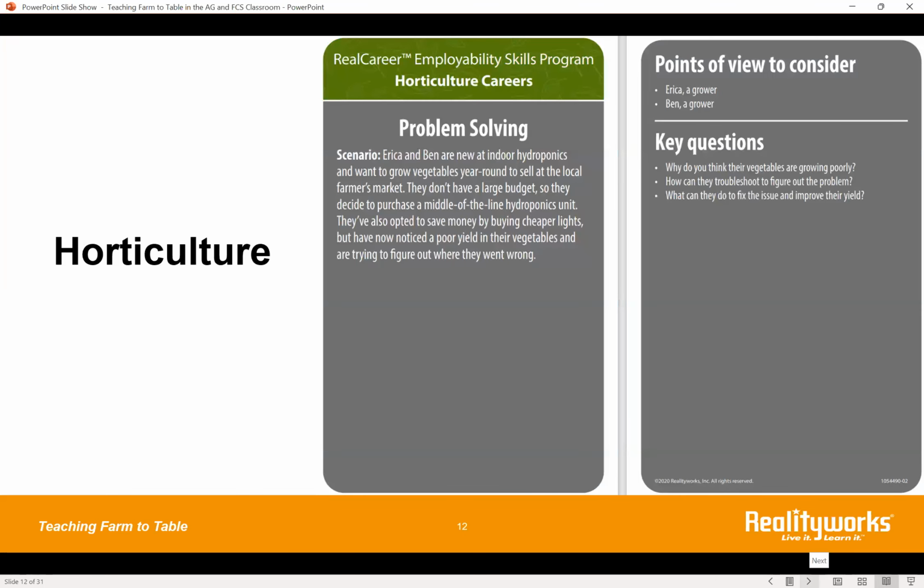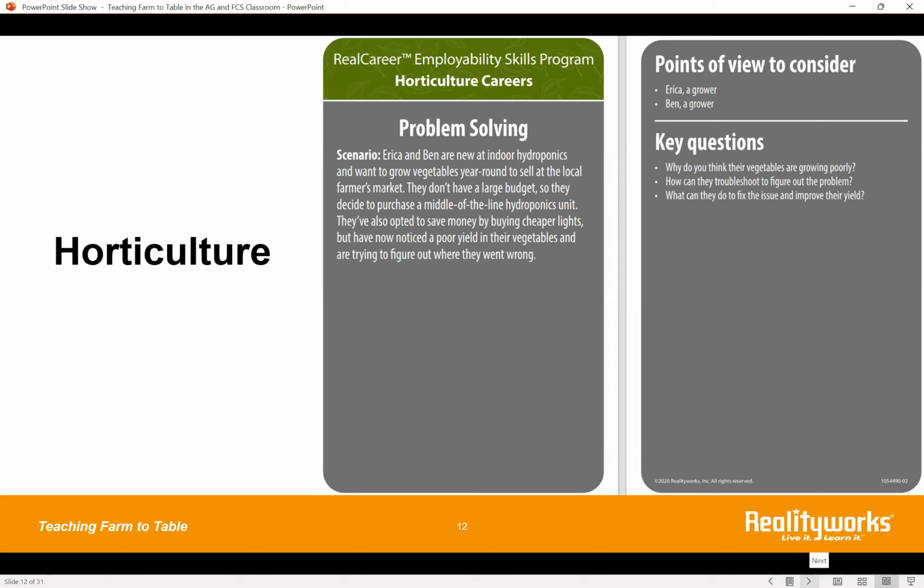The next one is horticulture. In this case, this is a great example of problem solving. So just kind of explain this scenario. Erica and Ben are new at indoor hydroponics and want to grow vegetables year round to sell at a local farm market. They don't have a large budget, so they decide to purchase a middle of the line hydroponics unit. They also opt to save money by buying cheaper lights, but have now had a poor yield in their vegetables and are trying to figure out what went wrong and what to do about it.